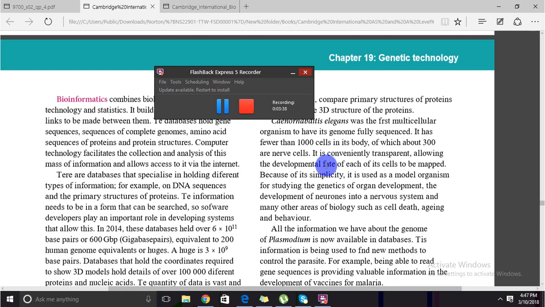And there are different specialized databases. The information needs to be in a form that can be searched, because if this was in the form of books upon books upon books of genomic sequences, it would be really difficult to find the sequence that you want. And by being put on computers, it is easier to search for them. And that is the key role that software developers play in the development of such a system.